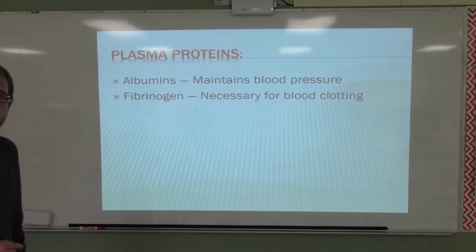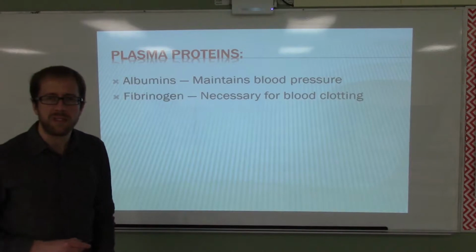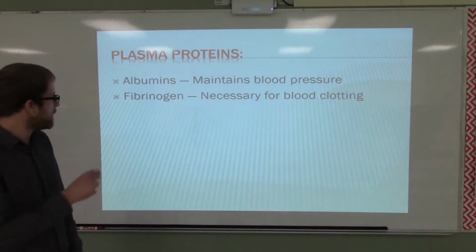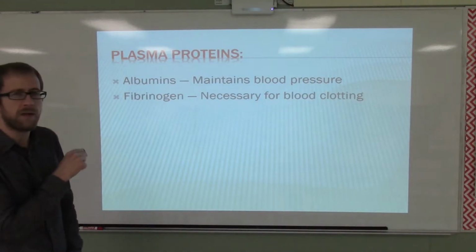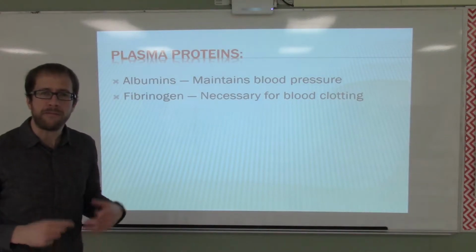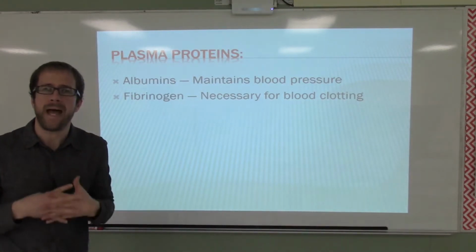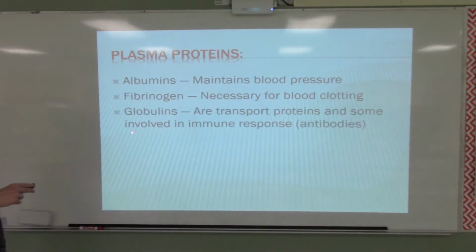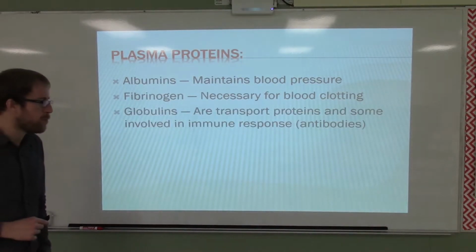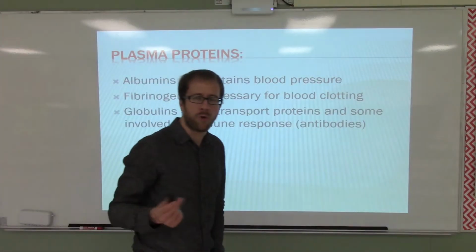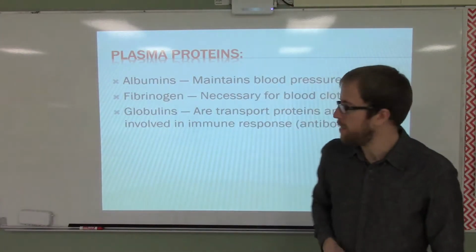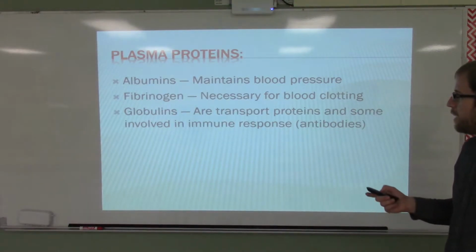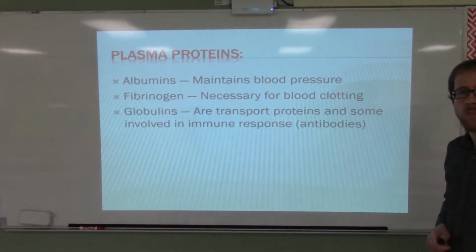Fibrinogen is essential for clotting. It's one of those essential clotting proteins. In its name, fibrin, fibers, this is a fibrous protein that forms kind of a mesh over that wound. You have globulins. Now, the most important one in your body are immunoglobulins. Those are antibodies. Another class of them are transport proteins as well.